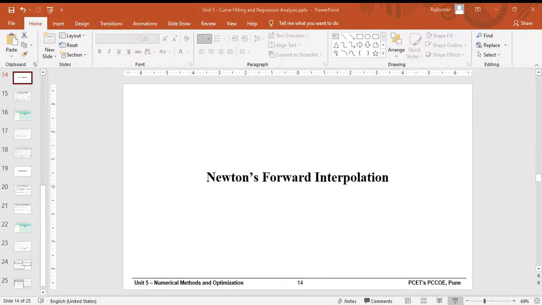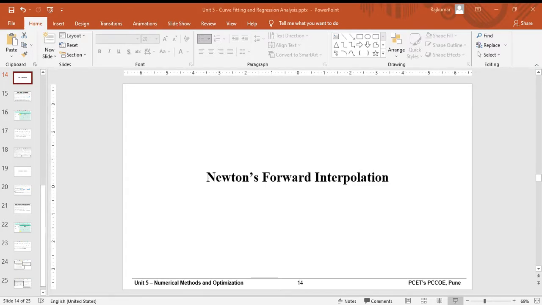So today we will see Newton's forward interpolation method. So let the function y is equal to f of x, and that takes the values y naught, y1, y2 up to yn, corresponding to the values x naught, x1, x2 up to xn of x.